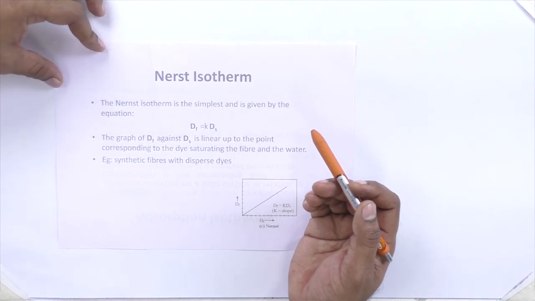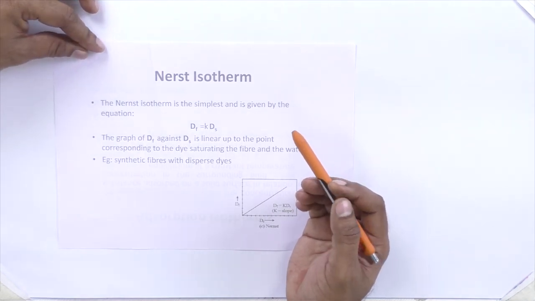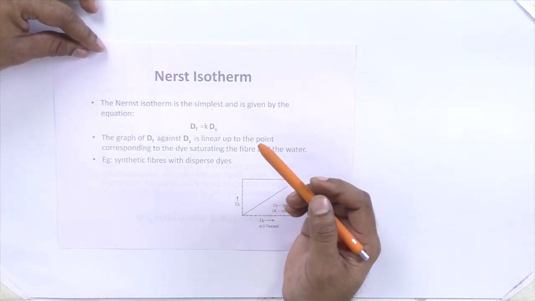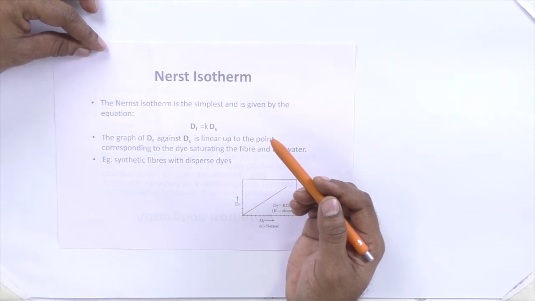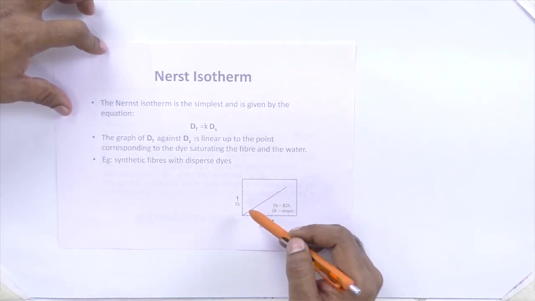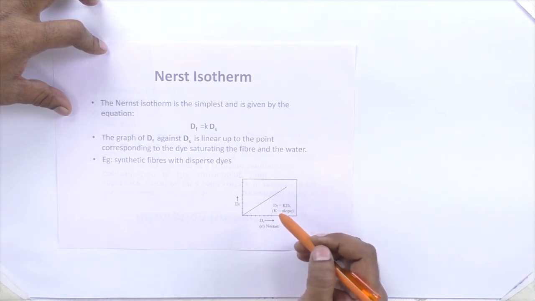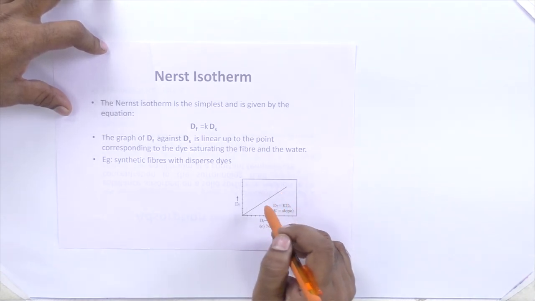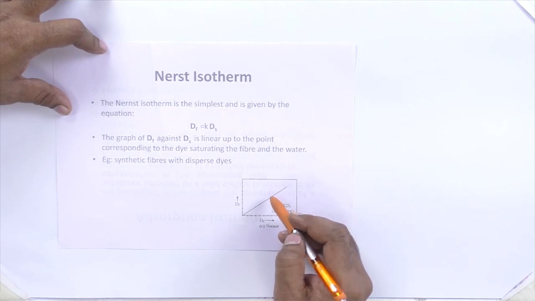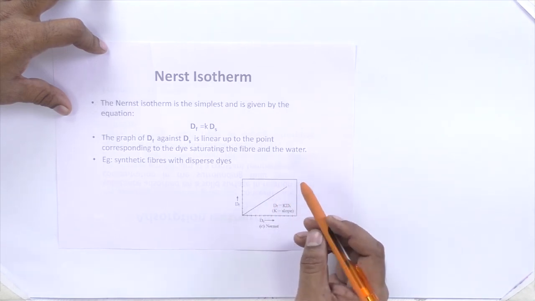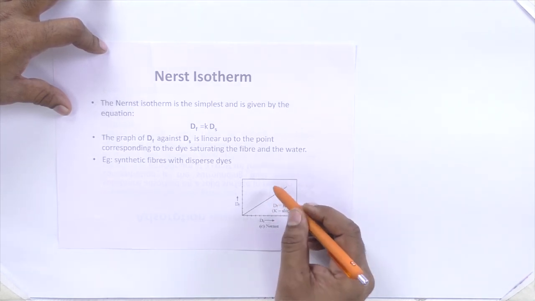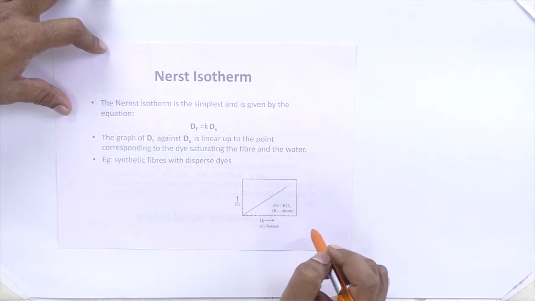Nernst isotherm is the simplest isotherm. It follows Df = K × Ds. So it follows a straight line. So normally dyeing of synthetic fibers with disperse dyes follows this isotherm. So it is based on the free volume of the fiber.